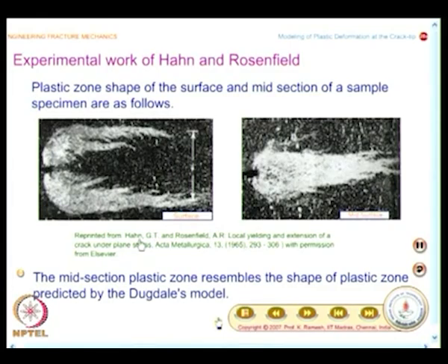So, this is from Hahn and Rosenfeld, from the paper on local yielding and extension of a crack under plane stress, published in Acta Metallurgica. And what you have to notice is the mid section plastic zone resembles the shape of plastic zone predicted by the Dugdale's model. So, this provided a comfort in accepting Dugdale's model as a valid approach.